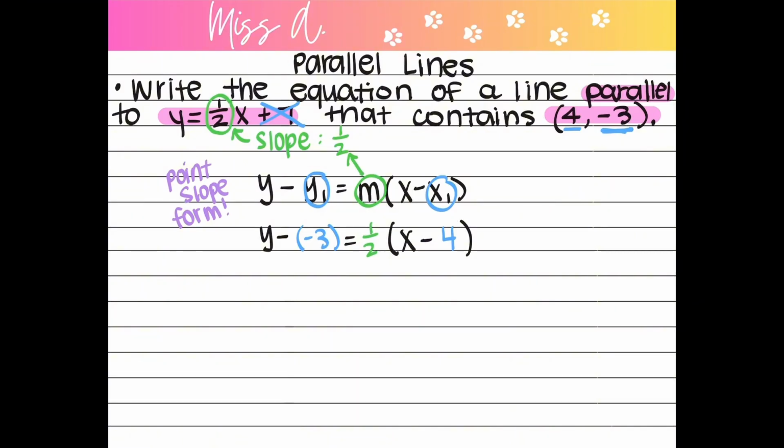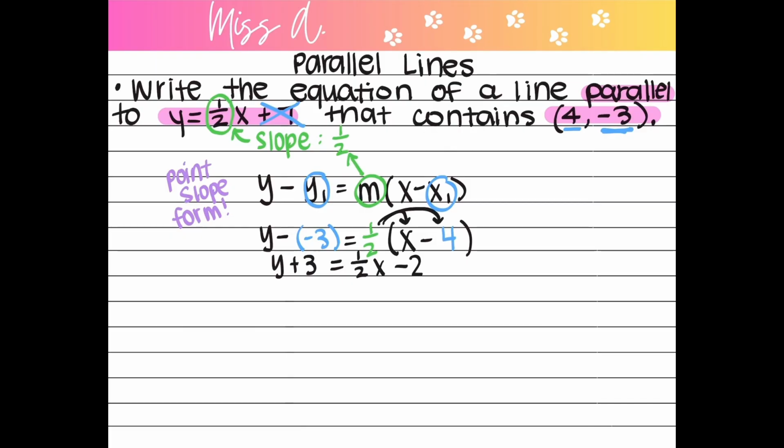Now I'm going to go through and simplify. So y minus -3 is actually going to switch to y plus 3, two negatives in a row make a positive. Bring down the equal sign. This side I want to distribute. So 1/2 times x is 1/2 x, and then 1/2 times -4 is -2.